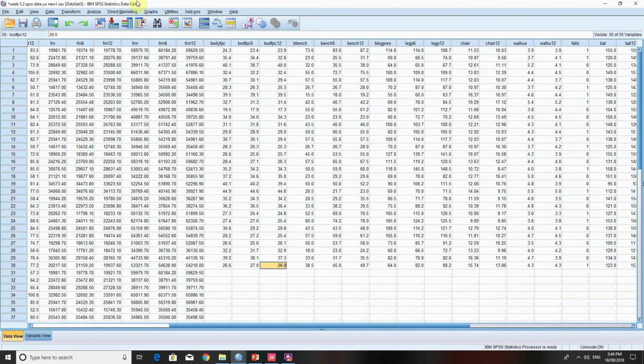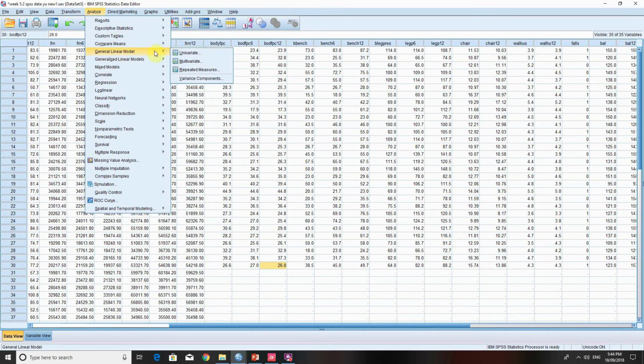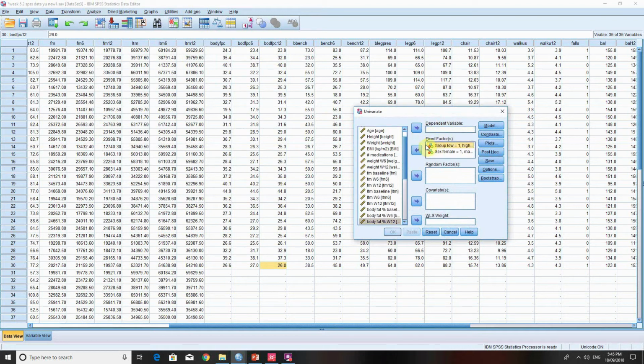So to do the ANCOVA to account for this, we're going to go analyze, general linear model, and then univariate. We'll get rid of these. So if I ask for the differences in week 12 as a result of our intervention or our treatment while accounting for baseline, my dependent variable is bench press at week 12, because that's the thing I'm really interested in. My fixed factors is my group or my treatment, and my covariate is my thing that I'm adjusting for, so our baseline bench press score.